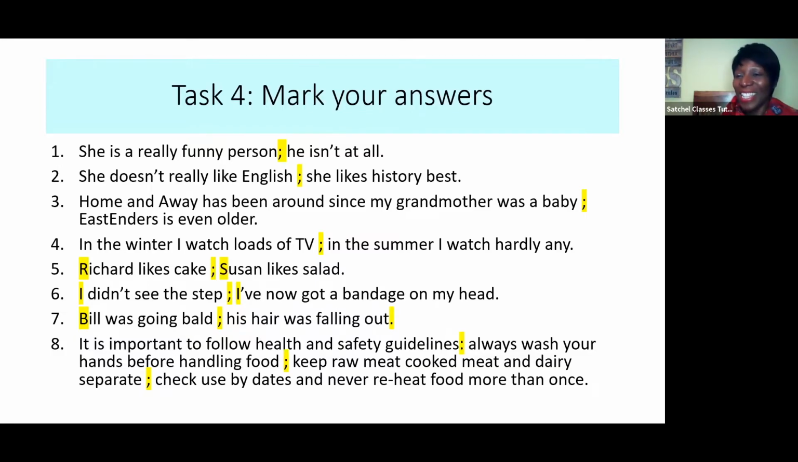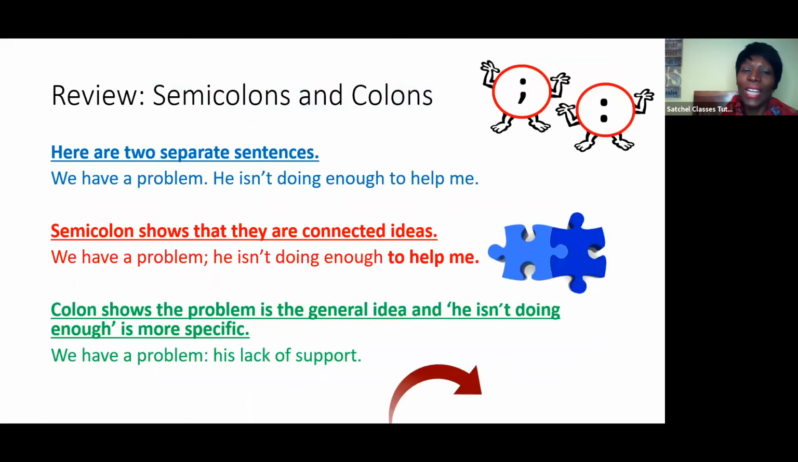And you can see that that's a long, elaborate, detailed list, the last one, and therefore you'd have semicolons to make that list more manageable. Okay, so colons separate ideas. Semicolons show that they are interlinked.